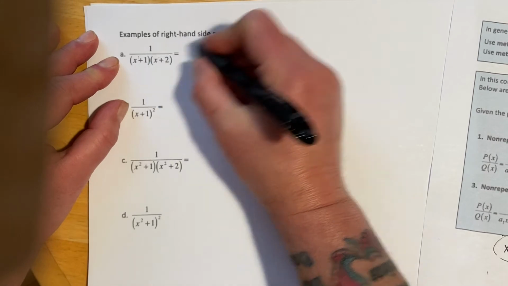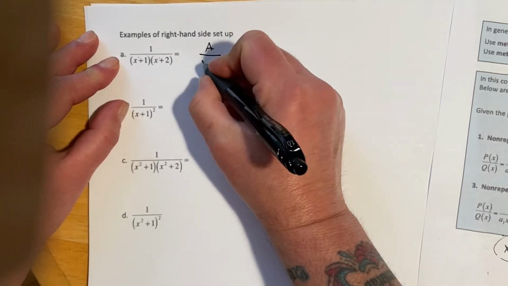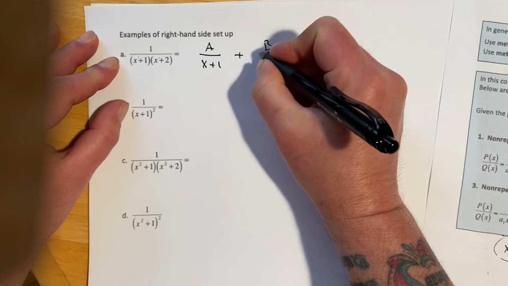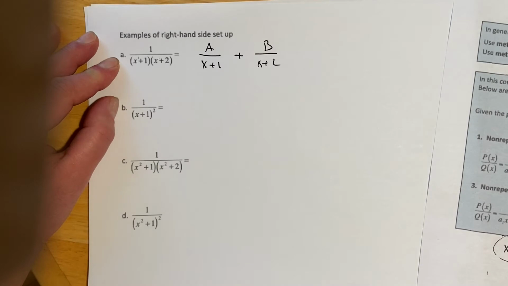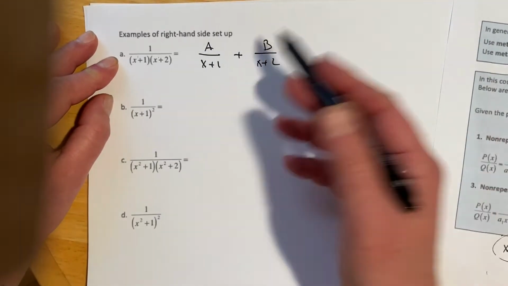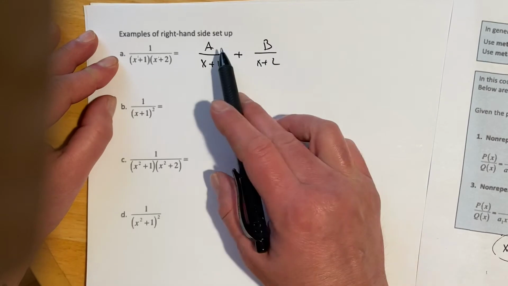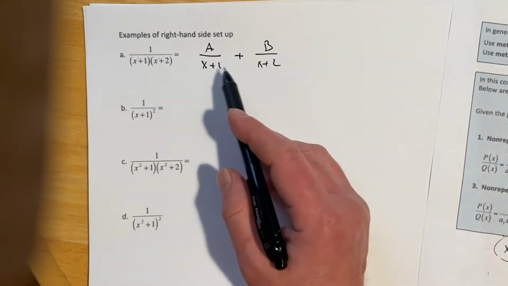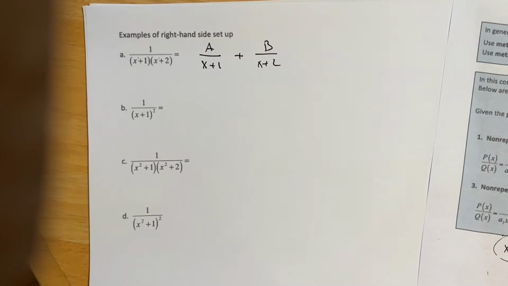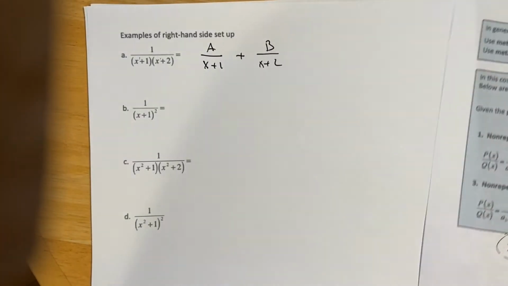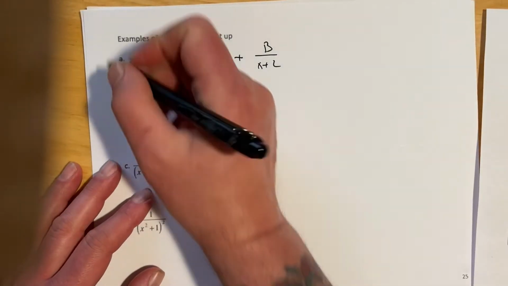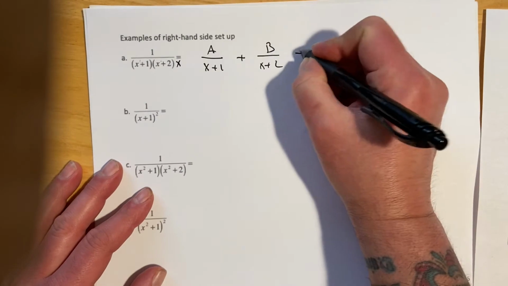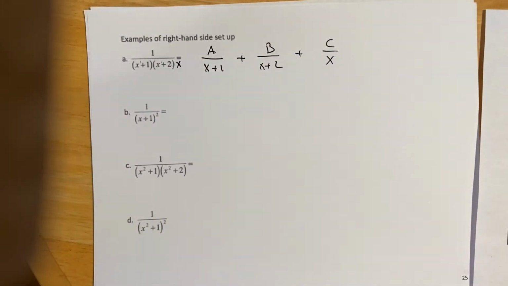So this one, we would just set up something, A over x plus 1 plus B over x plus 2. And we usually just use A, B, C, D, E, and just count out letters for as many as we need. And it's customary to use capitals, so that's just the custom. So this would be my setup for my right-hand side. That's what this non-repeated linear factor thing over here is saying: you just set up one of those for as many as you have. So if I had an x here on the end, I would have C over x. So each term just gets its own letter.